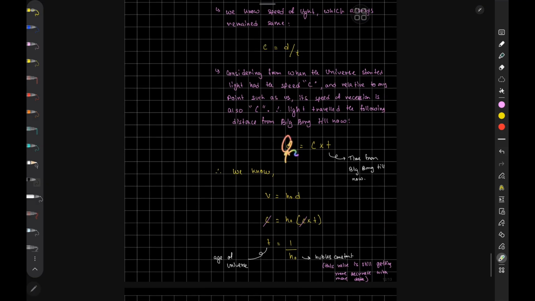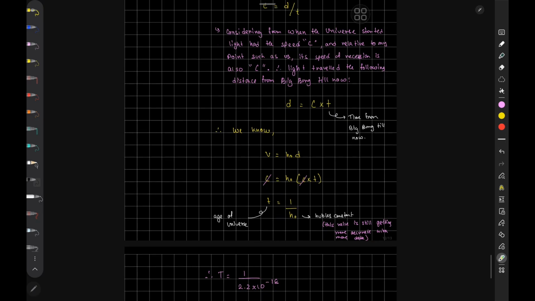So what is the distance that light covered from the beginning of the universe? c, the speed of light or speed of recession, times the time, or age of the universe. So the distance light covered is equal to c times t, that is the time from the Big Bang till now. All right, now v is equal to H naught d. This is the formula that we know, Hubble's law. And what is v in light's case? c, the speed of light, 3 × 10^8. H naught is a constant, and d is something that we don't know.